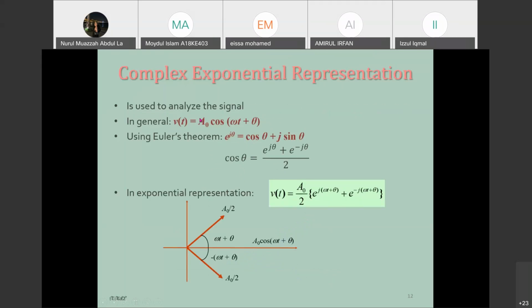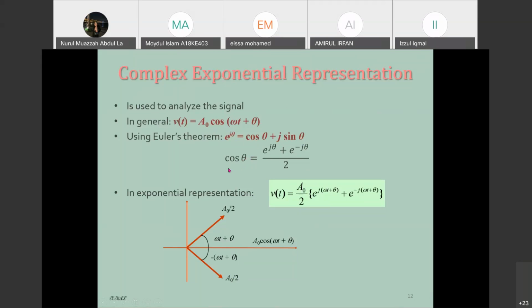And then this is exponential representation. We can also represent the signal in terms of complex exponential representation. This is very useful to analyze the signal. So let us see again how to plot the same signal in terms of complex exponential. We have V(t) equal to A naught cos(omega t plus theta). So we use Euler's theorem. This is also in the list of formulas, but it's easier for you if you memorize this because we are going to use Euler's theorem a lot in the next calculations.